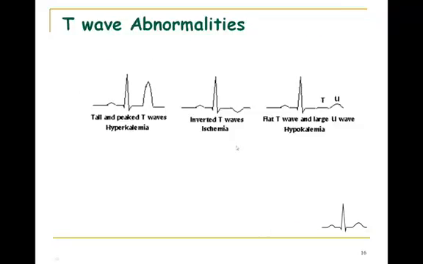So here are examples of some T wave abnormalities. Here's your hyperkalemia. Here's what you may see in ischemia. And in ischemia, the T wave will usually look symmetrical. In something like a bundle branch block or hypertrophy, the inverted T wave won't be symmetrical. And here is the example of hypokalemia.